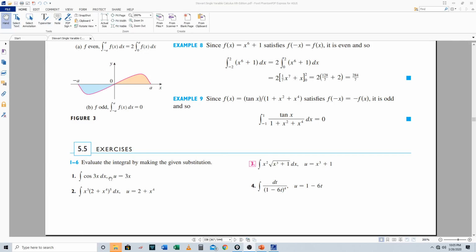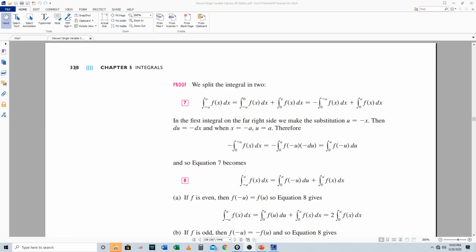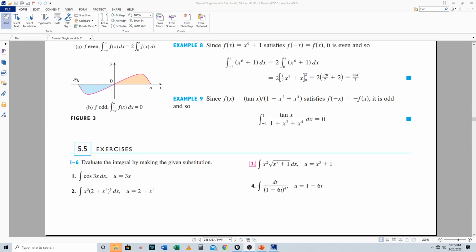So here, for 1, 2, and 3, this is on page 338 in your book. Questions 1, 2, 3, and 4 actually tell you what to substitute for, but to be honest, it should be kind of obvious. You're always going to substitute in for the function that's inside another function, and parentheses is a key giveaway.